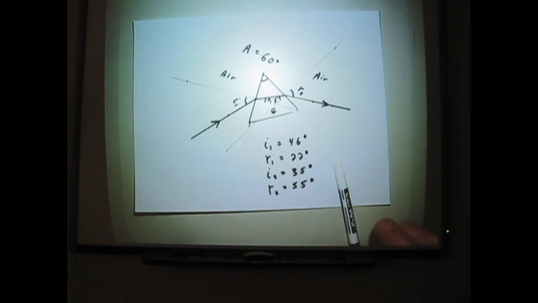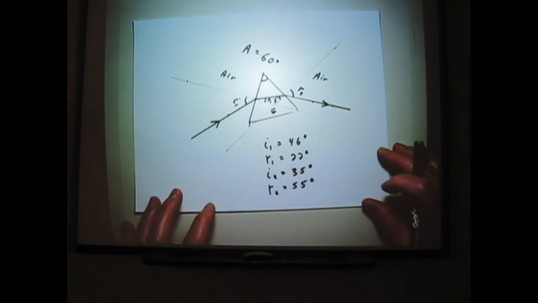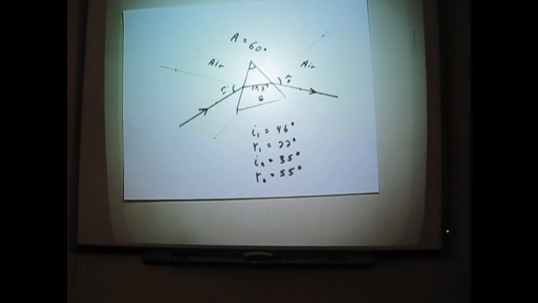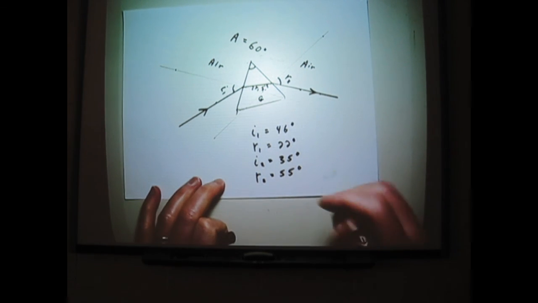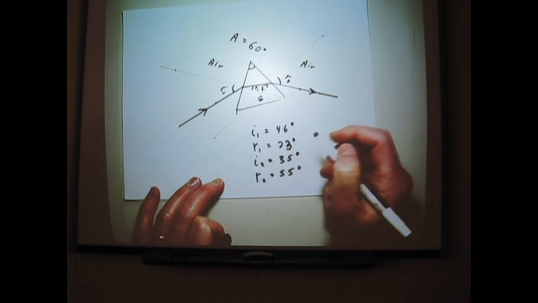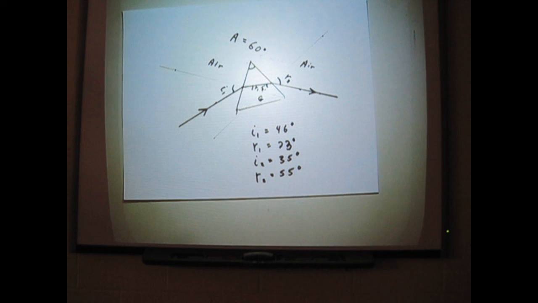There's one slight correction on the prism experiment. I measured these angles a little more carefully, and it turns out R1 is more like 23 degrees. So I'm going to change that to 23. Okay? So use those values in your calculations. 43 degrees for I1, 23 degrees for R1, 35 degrees for I2, 55 degrees for R2.